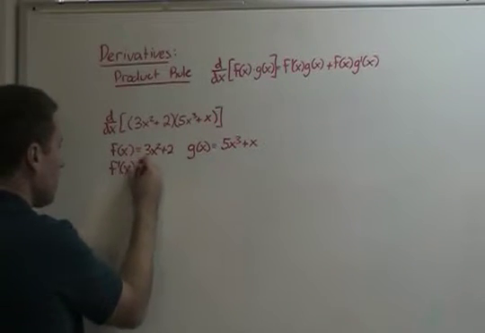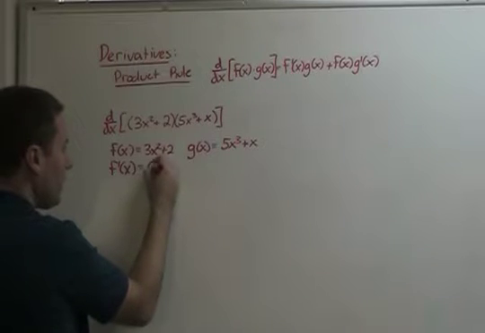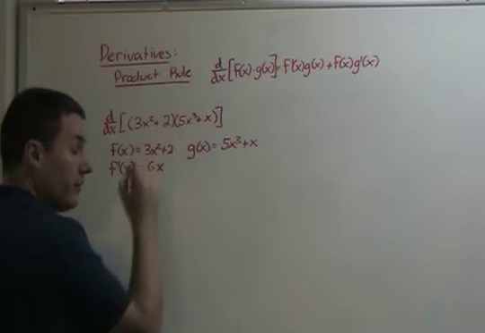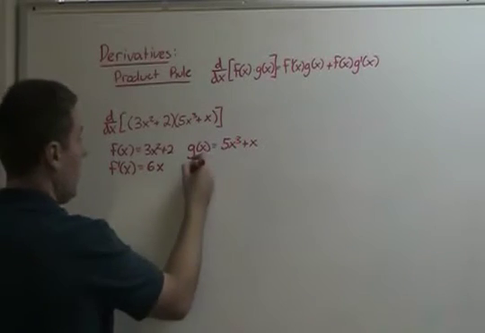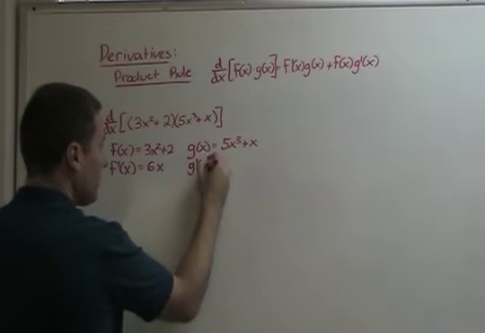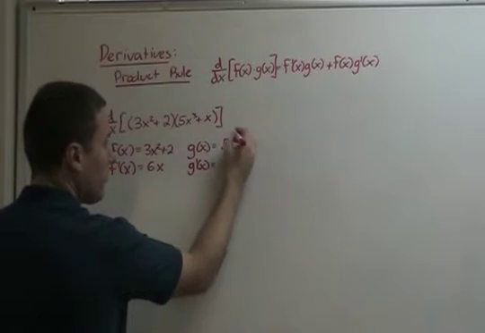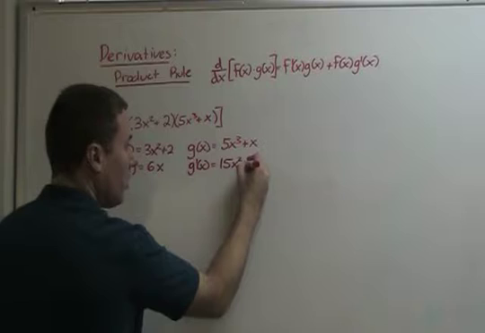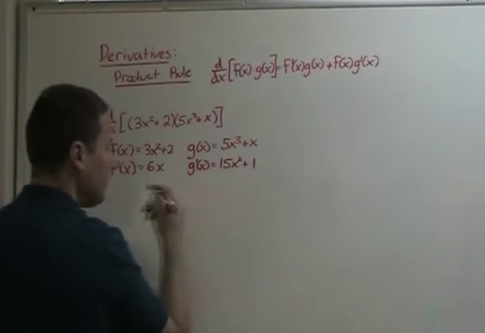f prime of x is bring the 2 down, so it's 6x, drop the power by 1, so that's just 6x. The derivative of 2 is constant, of course. So g prime of x equals 3 comes down, 15x squared plus the derivative of x is 1.